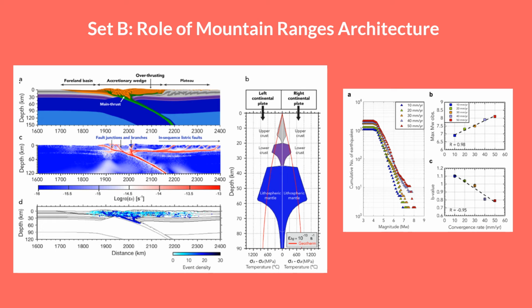Now, comparing these models with the previous set of numerical experiments, we observe positive relations between plate convergence rate and cumulative number of events, which is shown in this figure. And we can see that there is a linear relationship between convergence rate and Mw maximum, and there is a linear relationship between b value and convergence rate. So these results indicate that small variations in the radiogenic content of crustal rocks may have obvious effects on both the long-term formation and the short-term seismicity.